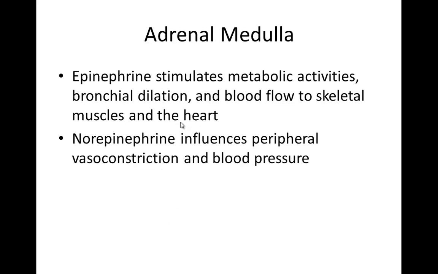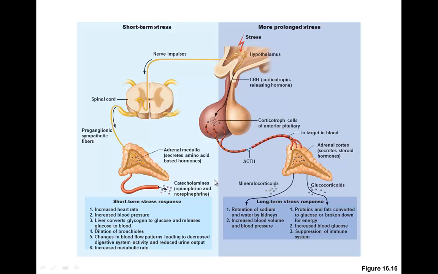And of course, you remember how the sympathetic nervous system directly innervates the adrenal medulla with those preganglionic, lightly myelinated sympathetic fibers, which release acetylcholine into the adrenal medulla, prompting the release of epinephrine and norepinephrine. Epinephrine stimulates the metabolic activities, bronchial dilation, like we said, and blood flow to skeletal muscles and the heart. Norepinephrine influences peripheral vasoconstriction, as well as blood pressure.